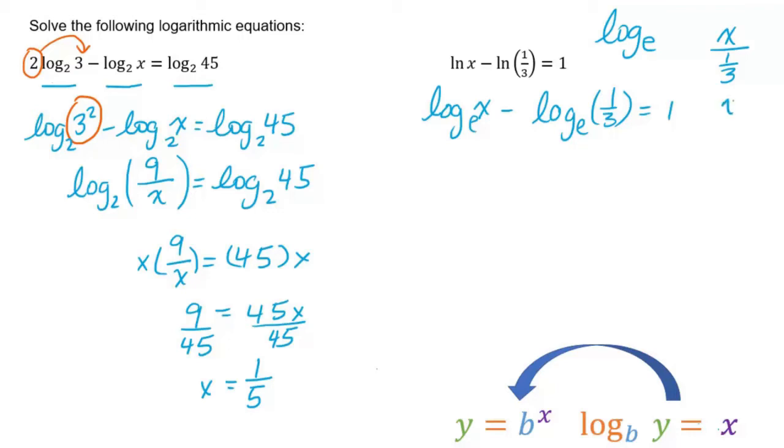x divided by 1/3 can also be written using the division symbol. We know that we can't actually divide fractions this way except by rewriting them as multiplication of the reciprocal. So we get x times 3, or 3x. So x divided by 1/3 is equivalent to 3x. So we have the logarithm of 3x to the base e, or if you prefer, the ln of 3x is equal to 1.